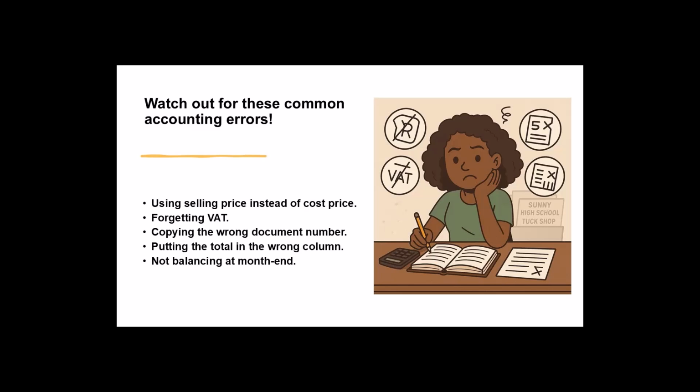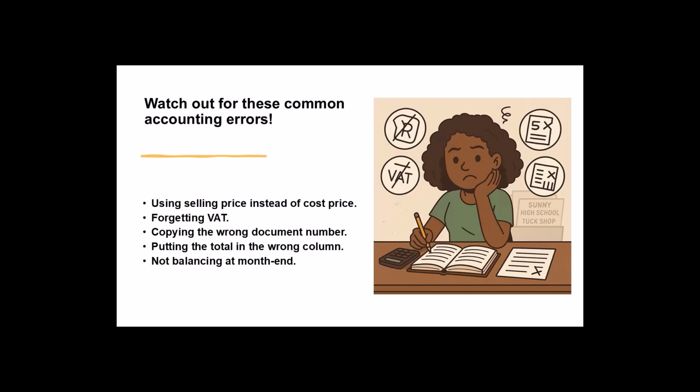Number 2, forgetting VAT. Now, VAT is something that you only need to record if you and your supplier are registered VAT vendors. But when both are registered VAT vendors, always calculate 15% on the exclusive amount. If you add VAT on the total, your figures will be inflated.